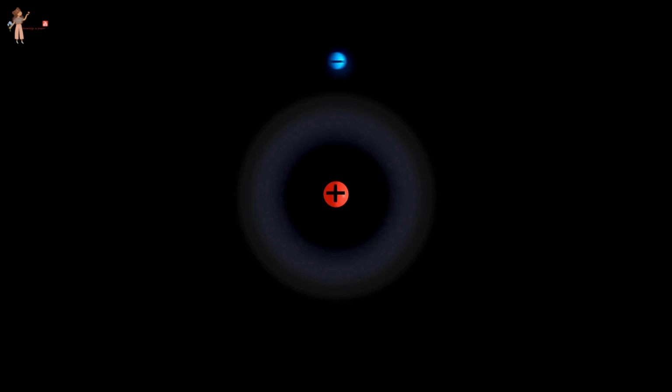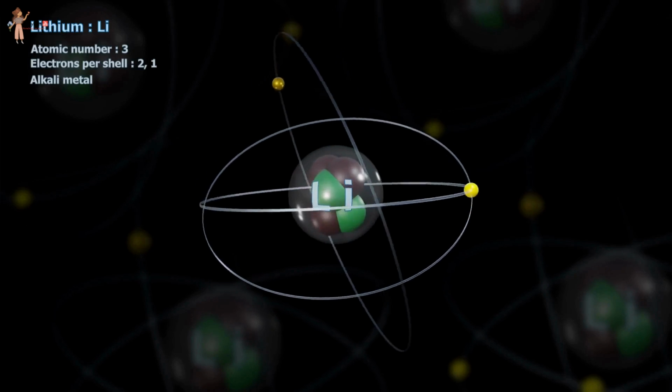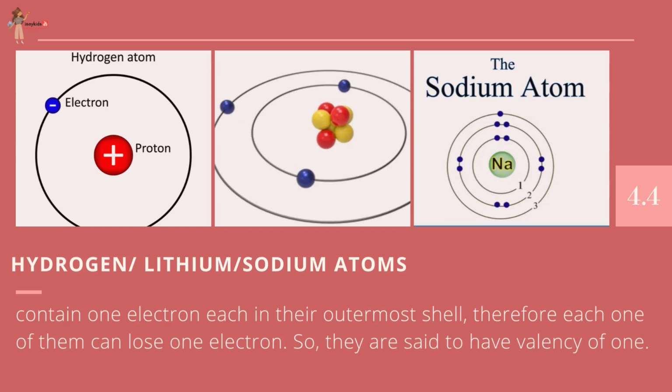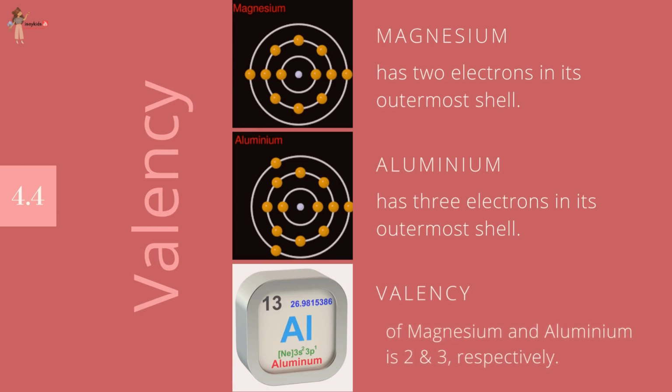For example, hydrogen, lithium, sodium atoms contain 1 electron each in their outermost shell. Therefore, each one of them can lose 1 electron. So, they are said to have valency of 1. Similarly, magnesium has 2 electrons in its outermost shell, and aluminium has 3 electrons in its outermost shell. Therefore, valency of magnesium and aluminium is 2 and 3 respectively.